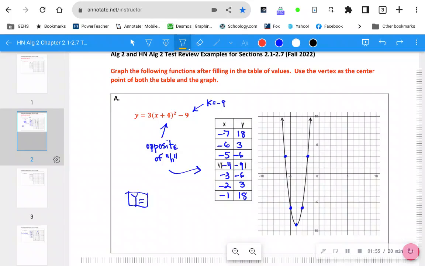Okay, so I usually plot the vertex first, -4, -9, then the 2 on either side, and they're at a height of -6. And then I just work my way outwards. These 2 points are at a height of 3. And the remaining 2 points you can't plot unless you had bigger graph paper, but that's enough that you can draw the graph.